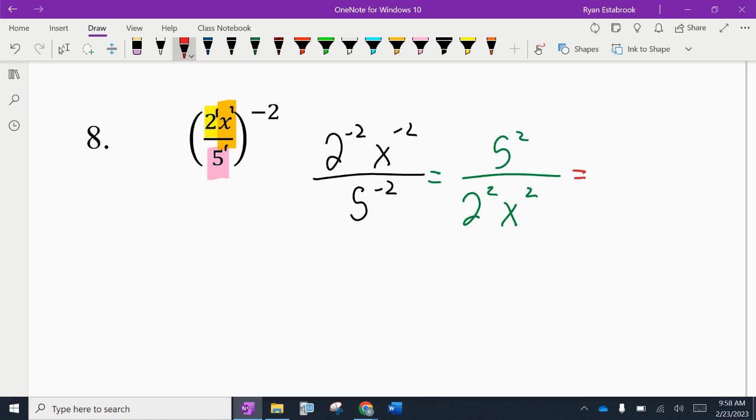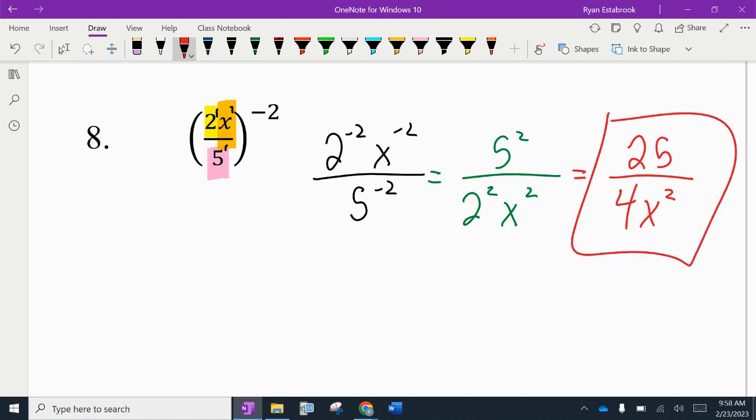One more step in this one, because we have some numbers that are bases. We're going to have to do 5 squared. It means you're taking 5 times 5. You have to take 2 squared, 2 times 2. Then the x squared stays where it is.